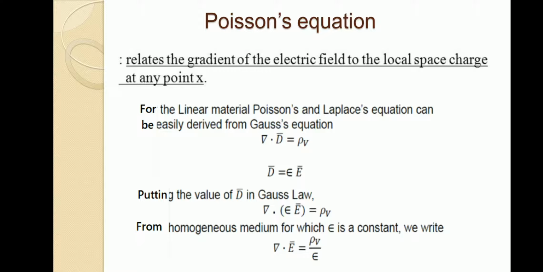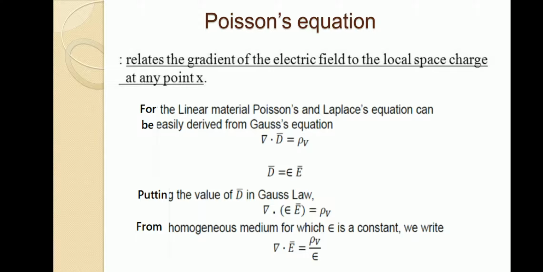Poisson's equation relates the gradient of the electric field to the local space charge at any point x. That means Poisson's equation gives the relation between the electric field intensity and the charge density, or we can also relate the potential and the charge density. That is also Poisson's equation. So let us see how we can develop it.